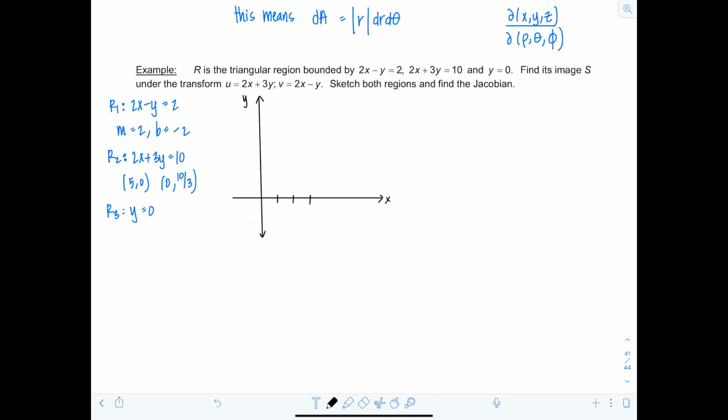1, 2, 3, 4, 5. 1, 2, 3, 4. Let's just go to 5 as well. Why not? Sounds good to me. Okay, so R1 has y-intercept -2. There we go. And then the slope is equal to 2. All right. So y-intercept -2, up 2 over 1, up 2 over 1. Here's R1.